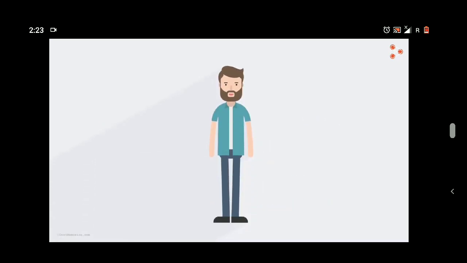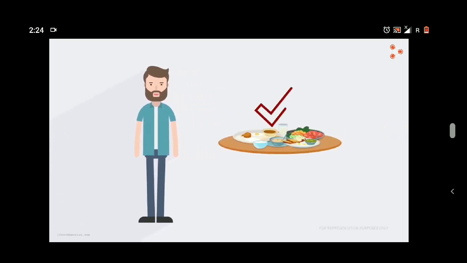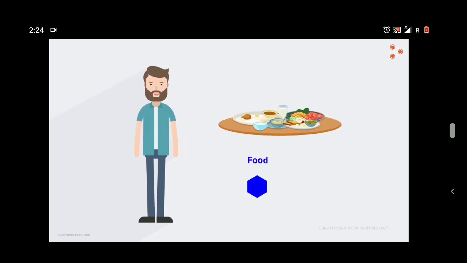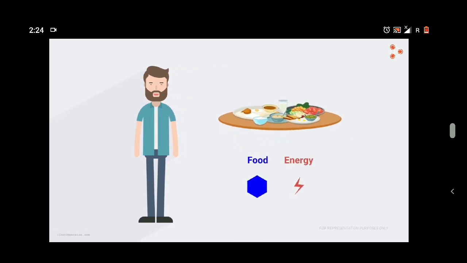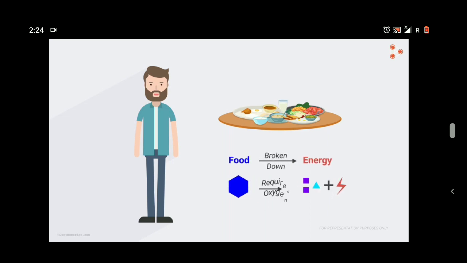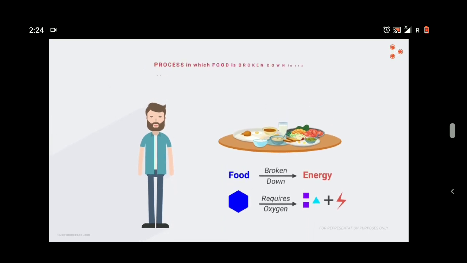We all know that we need food to survive. But in the food, the energy is locked. This energy is unlocked by the action of oxygen. This complex food needs to be broken down to release the energy. Respiration is the process in which the food is broken down in the cells with the help of oxygen to release the energy. Then what is breathing?